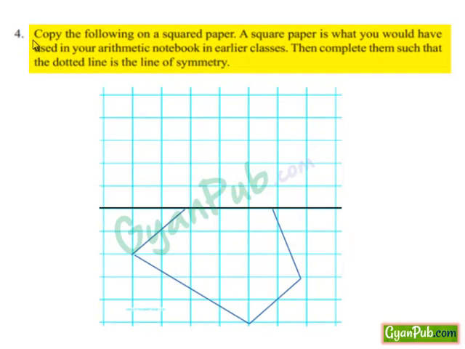The given question is, copy the following on a squared paper. A squared paper is what you would have used in your arithmetic notebook in earlier classes. Then complete them such that the dotted line is the line of symmetry. Here we have taken the dotted line as the line of symmetry. We have indicated it in black line, and the given closed figure, the half of the closed figure is as follows, and they have asked us to draw it symmetric.